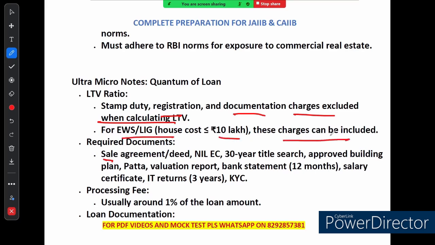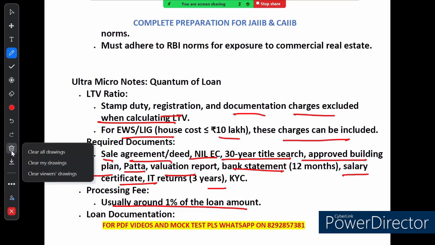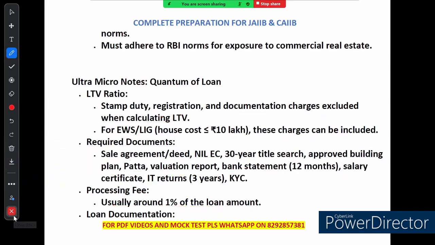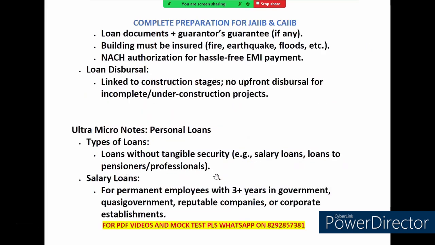Now, while applying for a home loan, you will need some key documents, including the sale agreement or deed, a nil encumbrance certificate, a 30-year title search, and the approved building plan, patta, and valuation report. You will also need to provide 12 months of your bank statement, your salary certificate, IT returns, and of course your KYC documents. There is typically a processing fee of around 1% of the loan amount. The loan documentation must also include insurance for the building covering risks like fire, earthquake, and flood. Plus, to make EMI payment easy, you can set up an NACH, that is National Automated Clearing House. That wraps up how banks finance housing intermediaries.